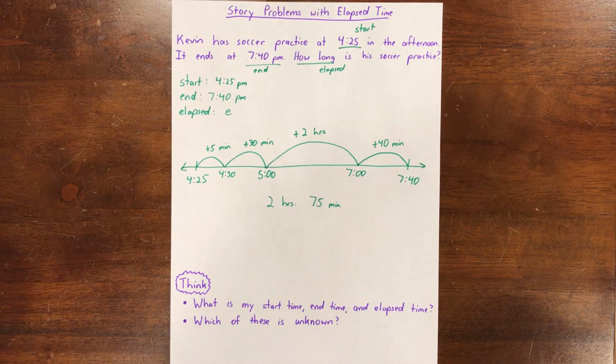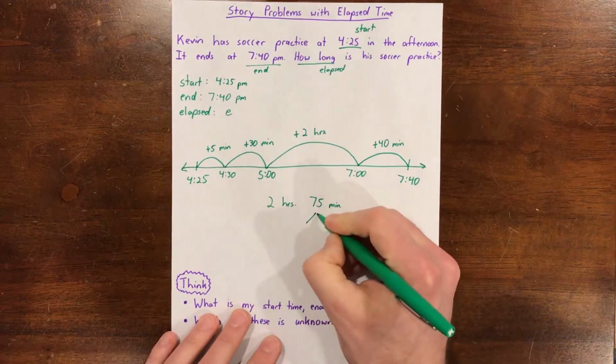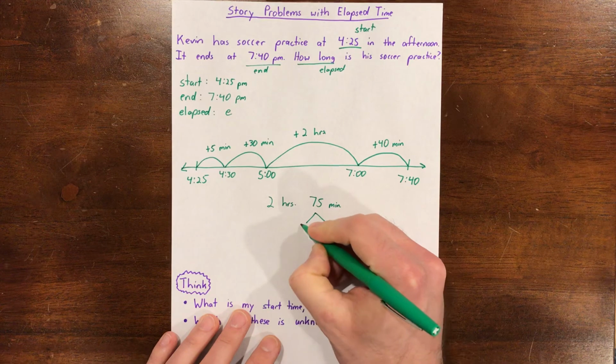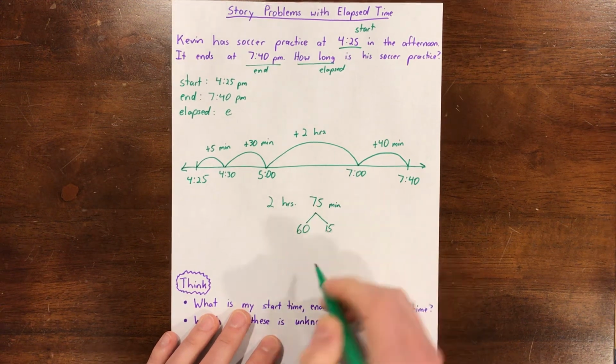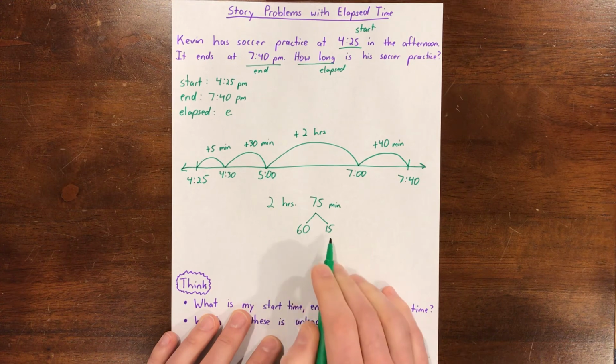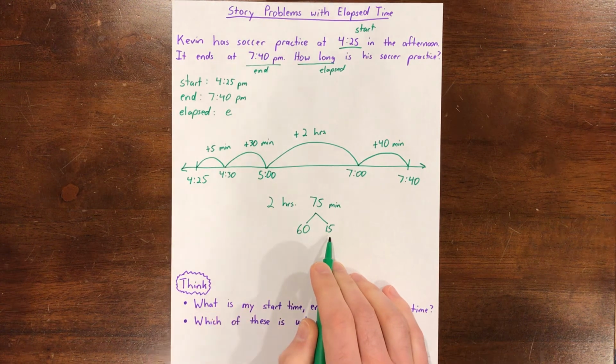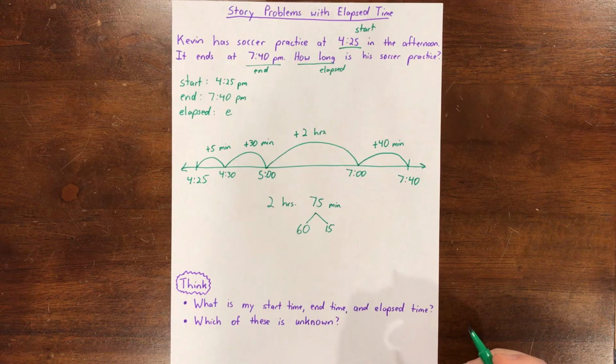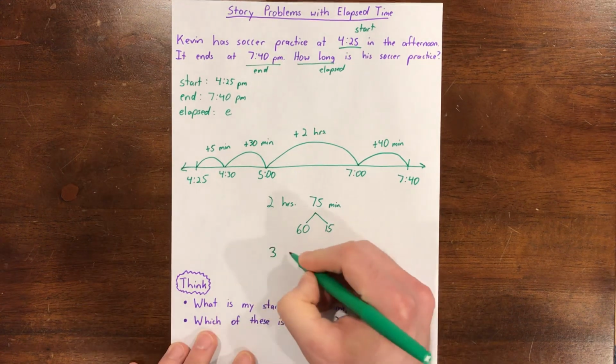Why or why not? Make sure you explain your thinking. Go ahead. Yeah, it's not, is it? We know there's 60 minutes in 1 hour, so we can regroup. We can take our 75 minutes, 60 of those minutes, and 15 minutes, right? 60 minutes becomes an hour. We've got 15 minutes left over. So what's our final elapsed time? Say it out loud. Yeah. 3 hours and 15 minutes.